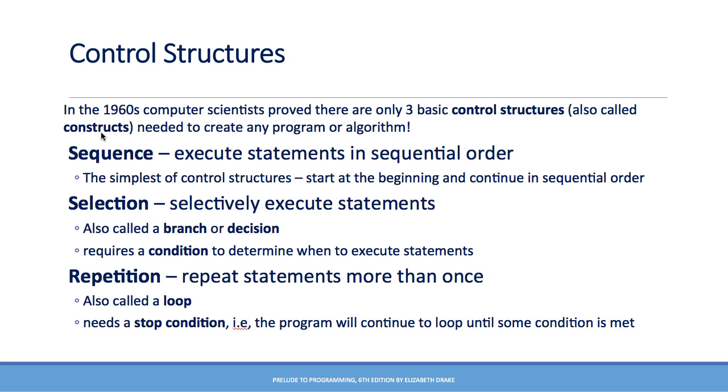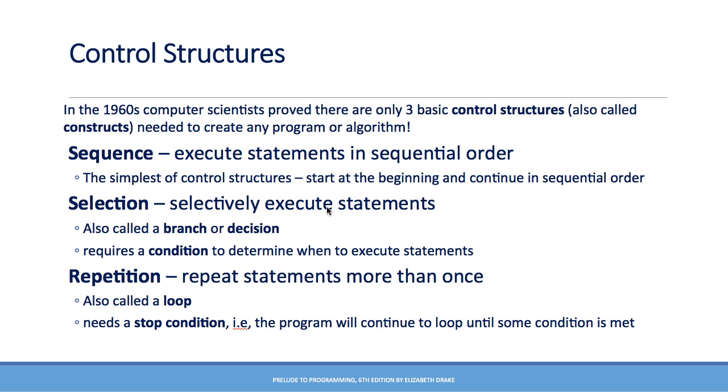So you can, if you want to, implement any program or algorithm with really only using three basic control structures. One of them is sequence, where we, as I said, do things in sequential order. It is the simplest of all the control structures because you just start at the beginning and you just continue until you're done. Selection means that what we're going to do is decide what commands we want to execute based upon the current state of a variable.